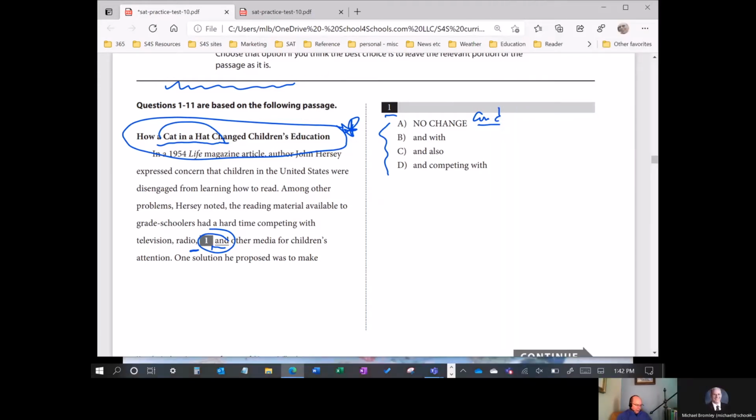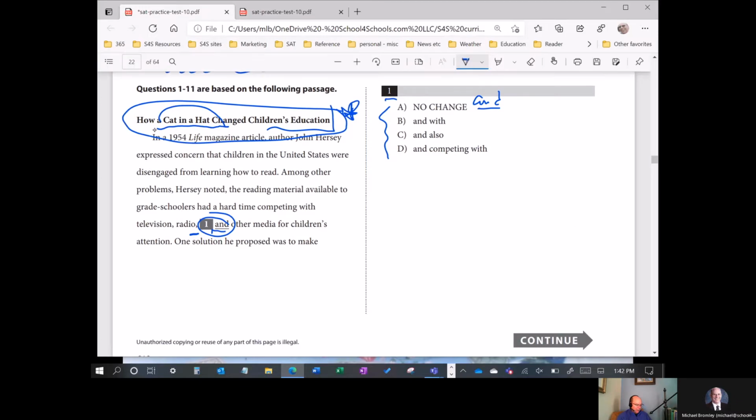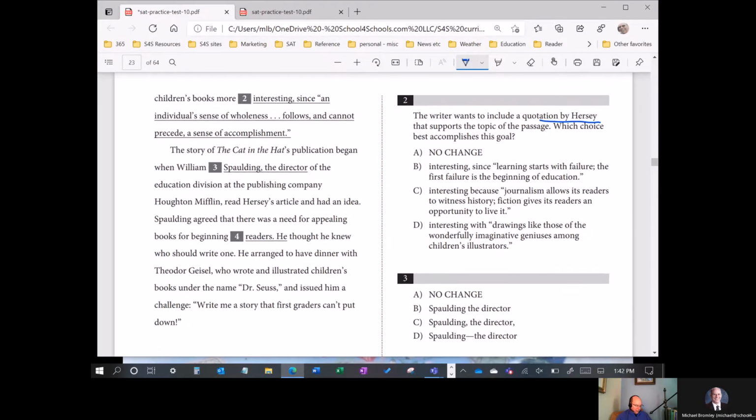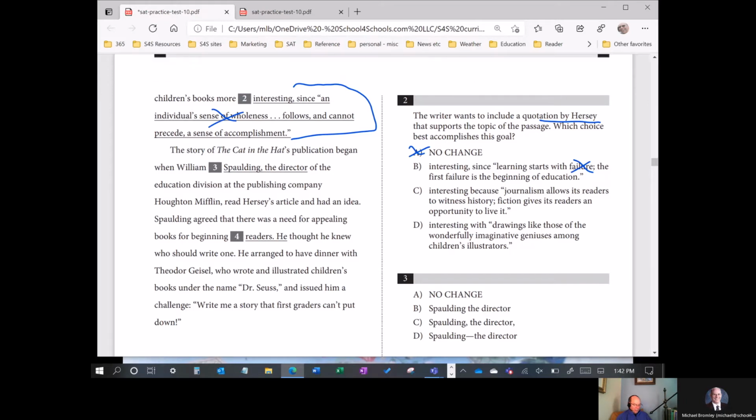I'll just show you real quick how this answers a couple questions. So how a cat in a hat, in other words, a book for kids, an illustration book for kids, changed children's education. If you look at this one where the writer wants to include a quotation by Hersey that supports the topic of the passage, interesting an individual sense of wholeness, he probably said that, right? But the cat in the hat isn't about a sense of wholeness. So eliminate it. I don't need to read this to know that. Learning starts with failure. No, cat in a hat is just a goofball cat that wears a hat. Cats don't wear hats anyway, but whatever. It's teaching kids to learn to read. It's not about journalism. So drawings like those are wonderfully imaginative genius among children's illustrators. So that's what we got there.